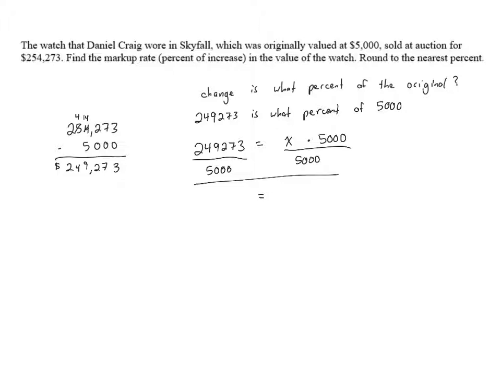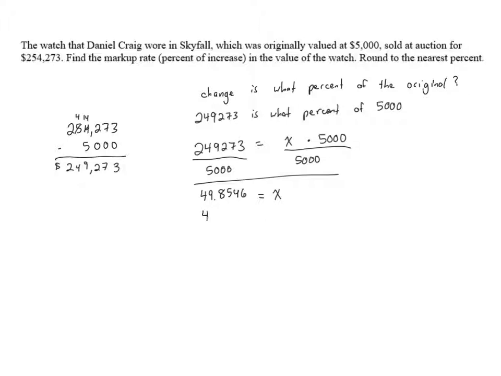When we do that on the right-hand side, we're left with x all by itself. And when we perform the division on the left, we get 49.8546. Now this is not our final answer because we have to convert it to a percent. We were asked what the percent increase was, or the markup rate, and this is not a percent. To convert from a decimal to a percent, we need to move the decimal point to the right 2 places.